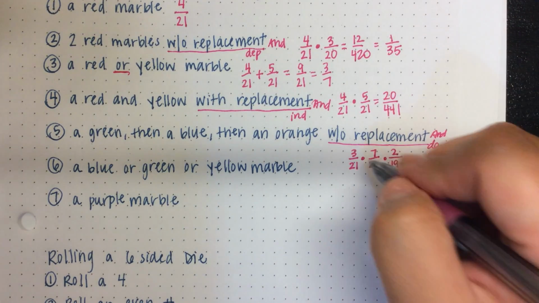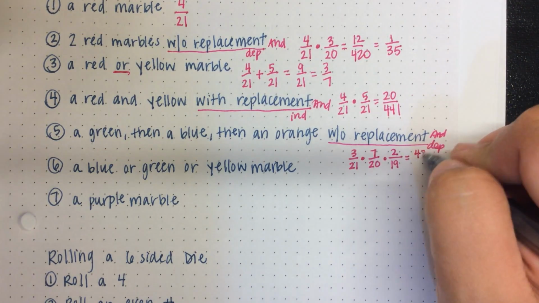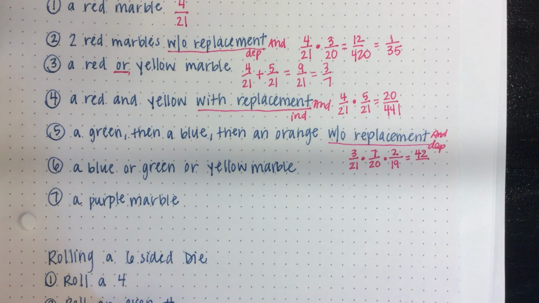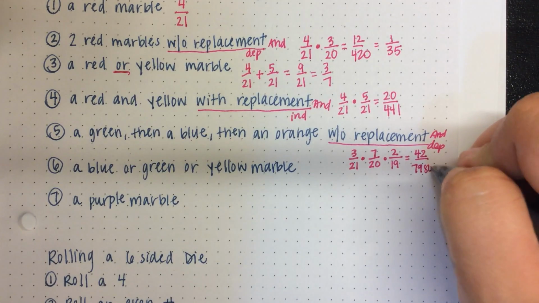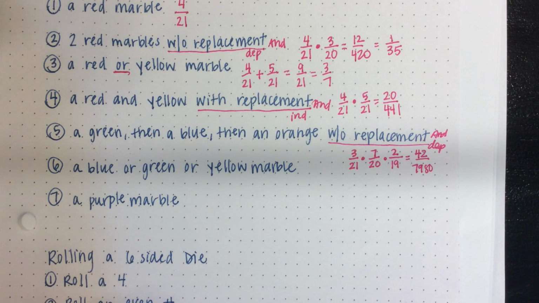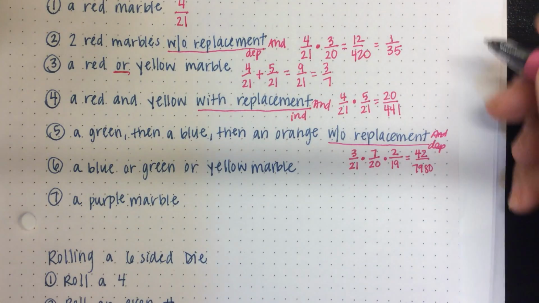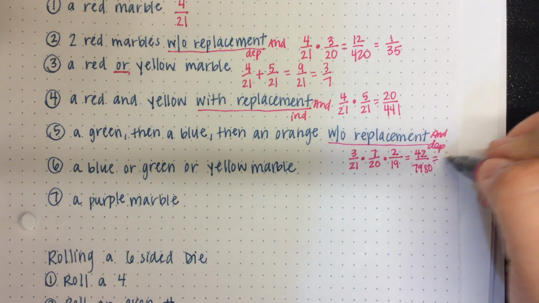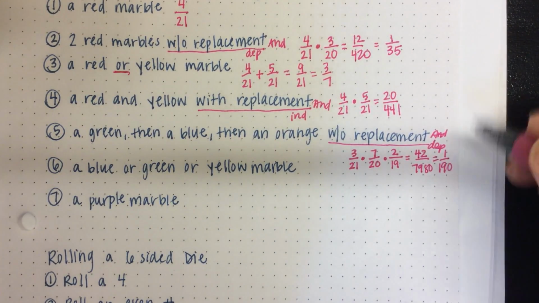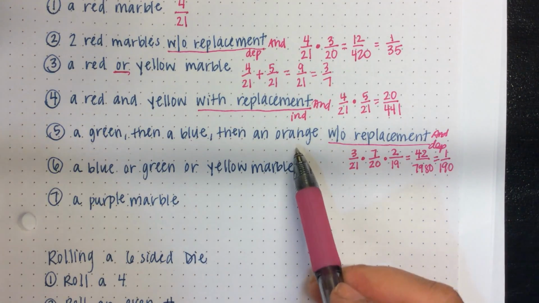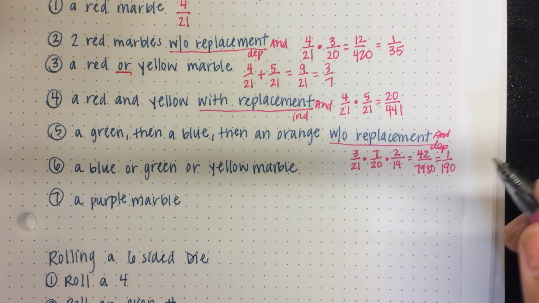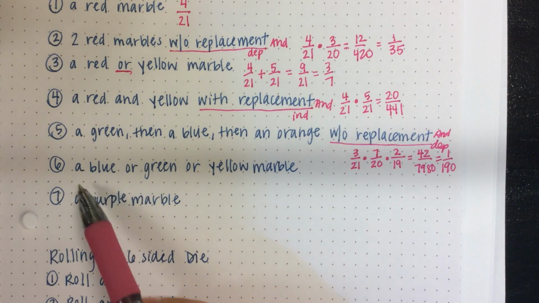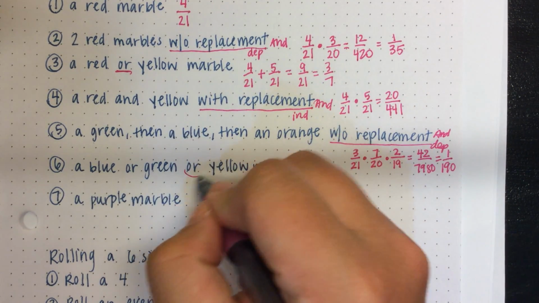So 3 times 7 is 21, times 2 is 42. I'm going to use the calculator to get this big number. I get 7980, and then I'm going to use the calculator to simplify. And we get 1 over 190. So my probability of getting these 3 marbles in a row without putting them back in there is a 1 in 190 chance.